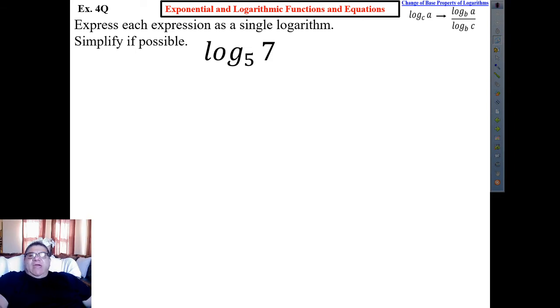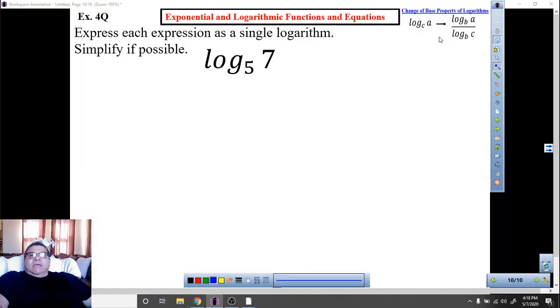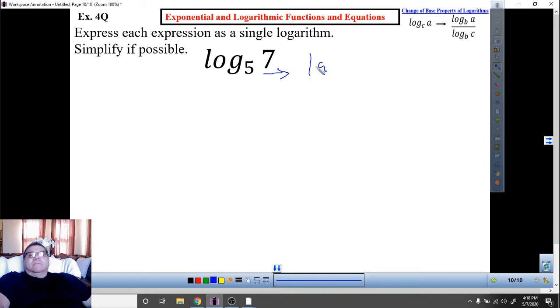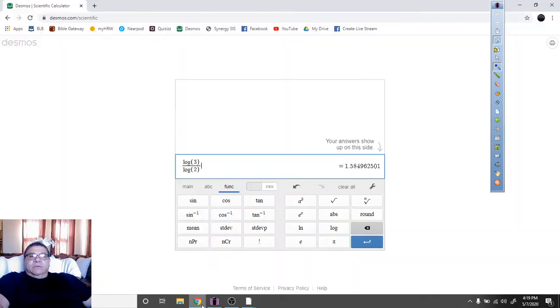All right, now that we're back, let's see. So once again, change of base property. Now, what was the base here? 5. Can the 7 be written in base 5? No, because 7 is also a prime number. So how do we write this? This becomes log 7 over log 5. All right, so let's go to our Desmos.